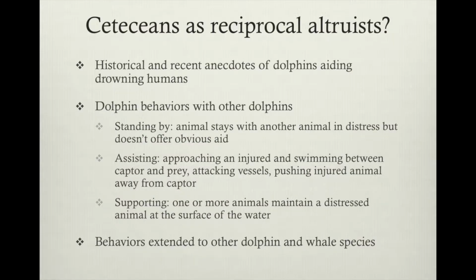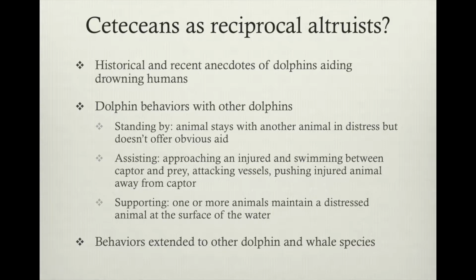And then lastly, among non-human animals, we can look at cetaceans. These are the toothed whales, in particular dolphins, porpoises, orcas, etc. There are historical and recent anecdotes of dolphins aiding drowning humans. And it's a behavior that's based off of behaviors that dolphins already do with other dolphins. And so dolphins have three behaviors that they'll perform with other dolphins.